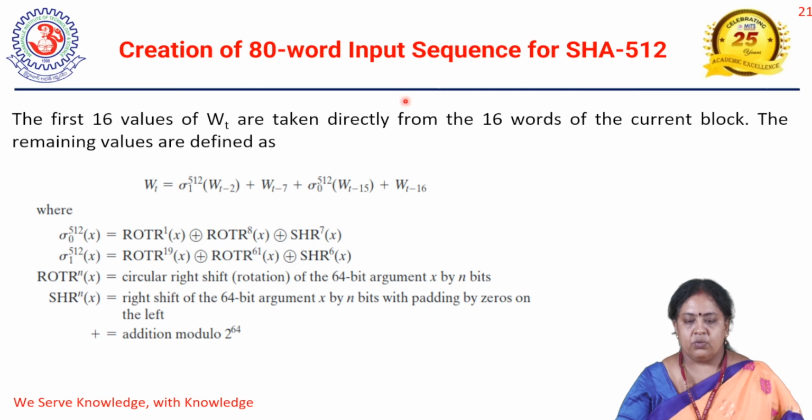And how can this word be generated? It is a 64-bit value. From the 1024-bit block, we are able to generate 16 words. After 16 words, we have to generate the rest by using this formula. We have to generate 80 words, but from the 1024-bit block we can generate only 16 words, and the remaining words can be generated by using this formula. That will be given as an input.